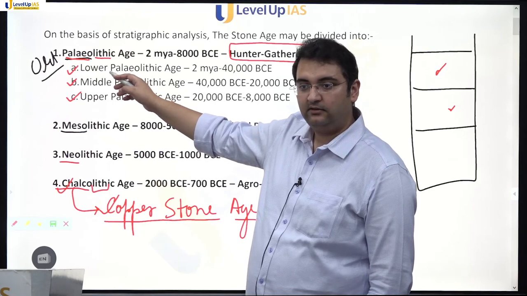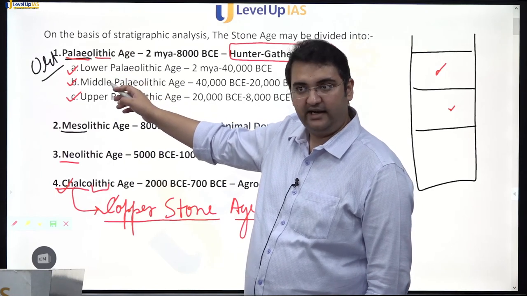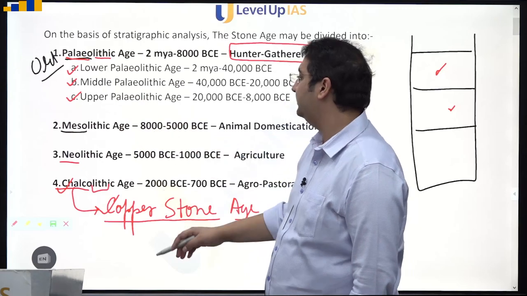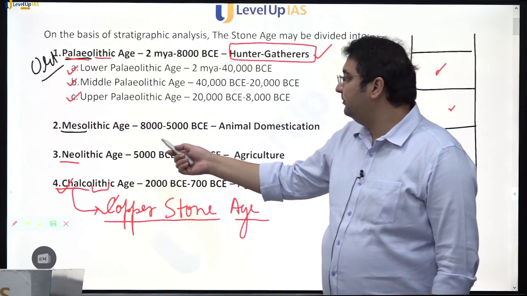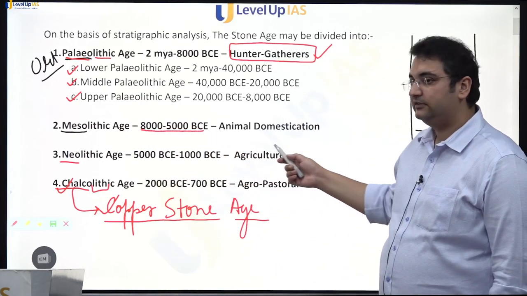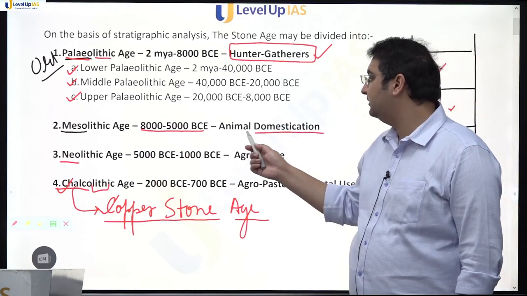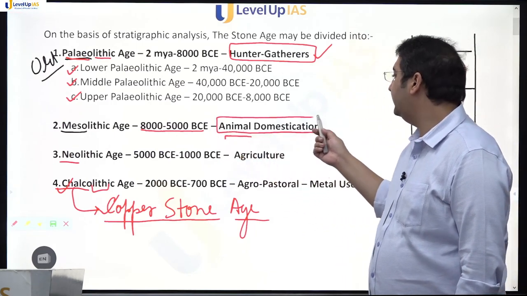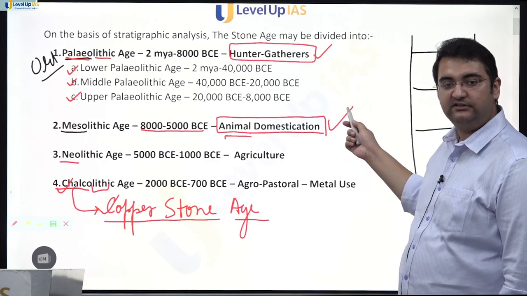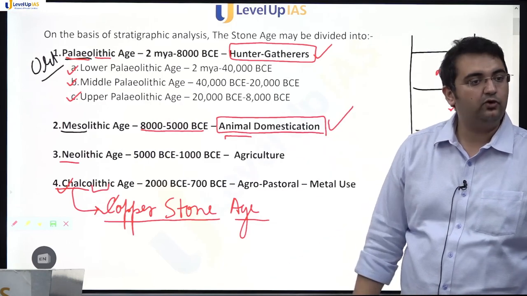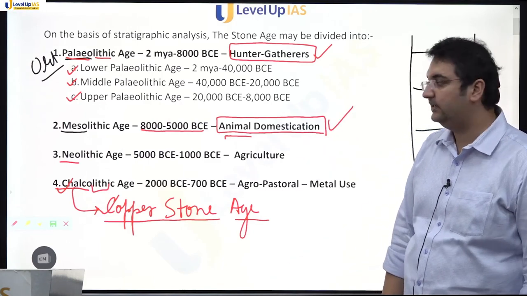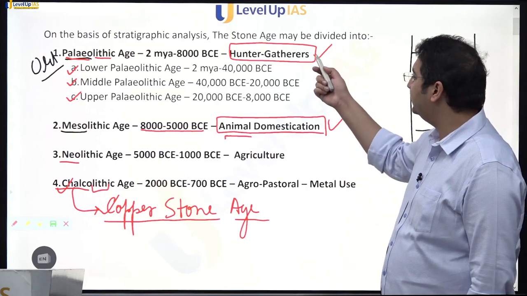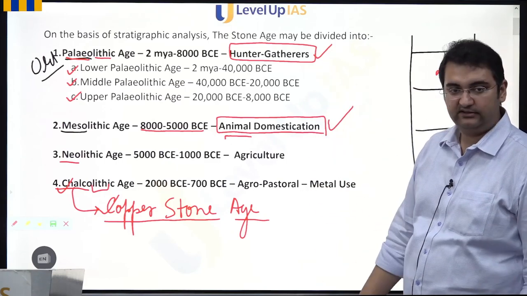Oldest one, lower, then middle, then upper. ठीक है, then during the Mesolithic age some economic changes happened. What happened? The domestication of animals started. Human beings started to domesticate their own animals. They transformed from hunter gatherers into pastoralists.